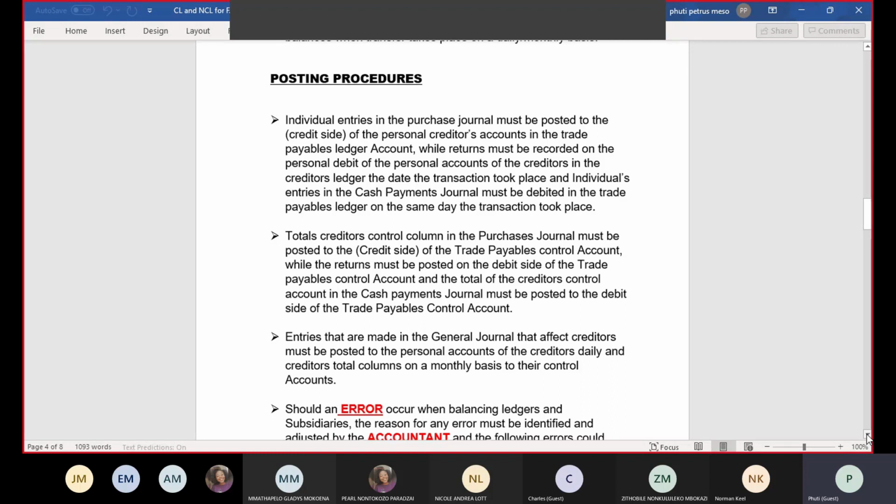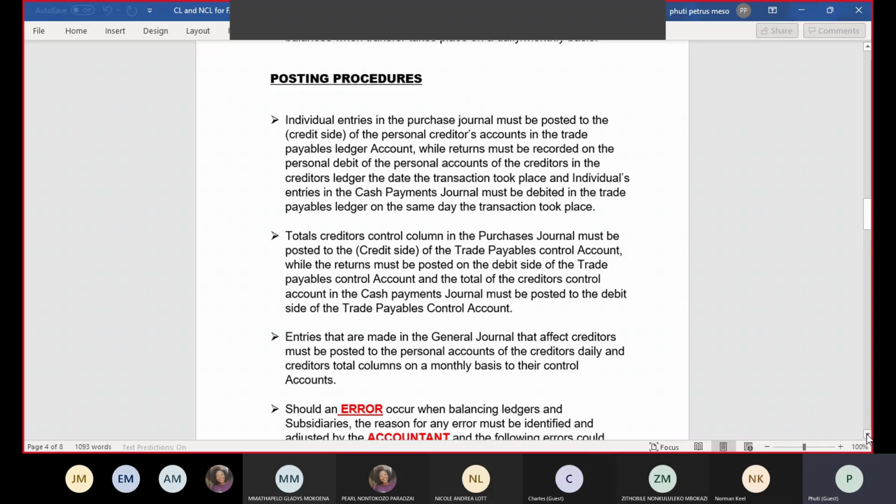Now, in the payables ledger accounts, meaning that you open each and every single ledger account for the creditors, and then you close them equally according to how much you had a credit there. The returns must be personally debited on the personal account of the creditors in the creditors ledger on the day the transaction takes place, and the individual entries in the cash payments journal must be debited in the trade payables ledger account on the same day of the transaction.